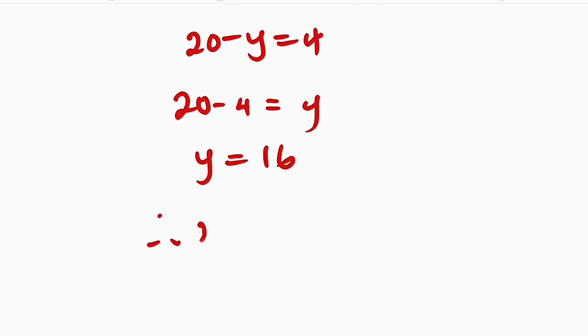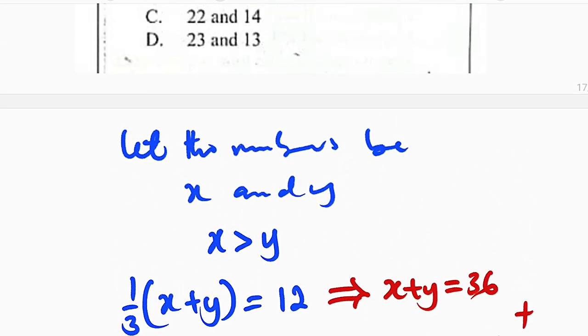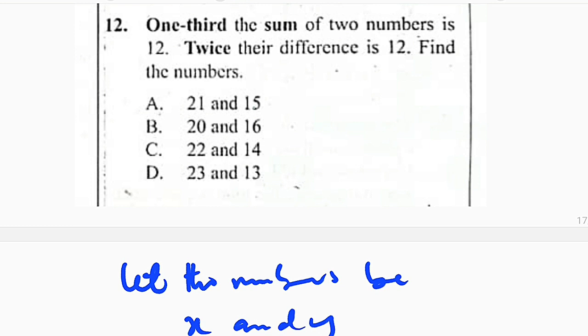So you can see that x is equal to what? 20, while y is equal to 16. So the two values are 20 and 16. Let us find out. 20 and 16, which is option B.